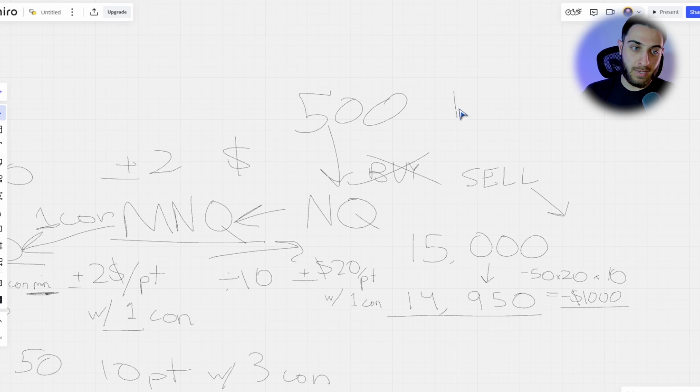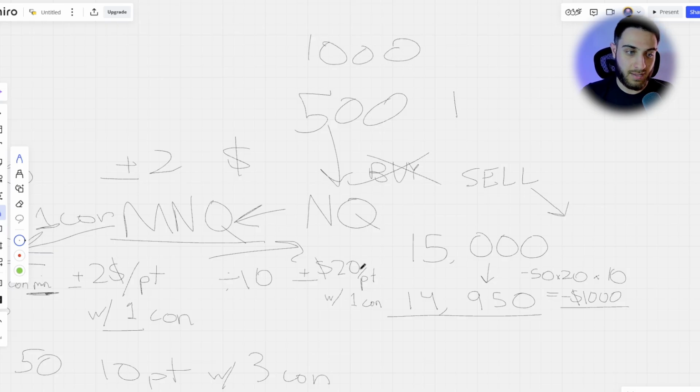So you need 500 minimum to trade with one NQ, and again, I would require a buffer of at least a few hundred, maybe up to 1,000, because now you're trading the big boy contracts, which is you're making $20 per point. I would say leave some buffer room. But now, that's pretty much it for margin.